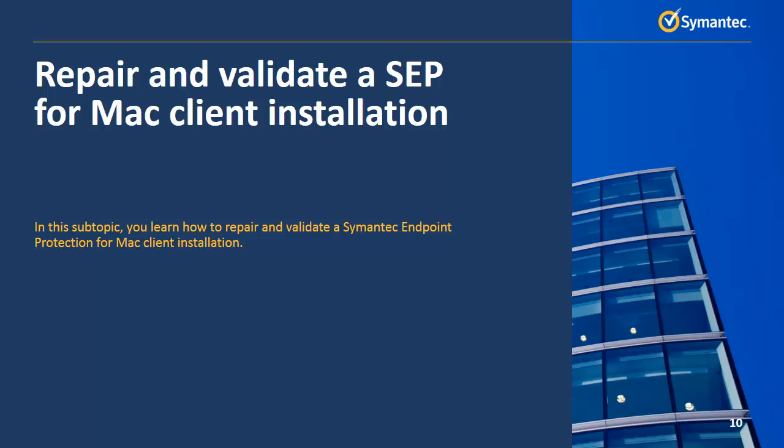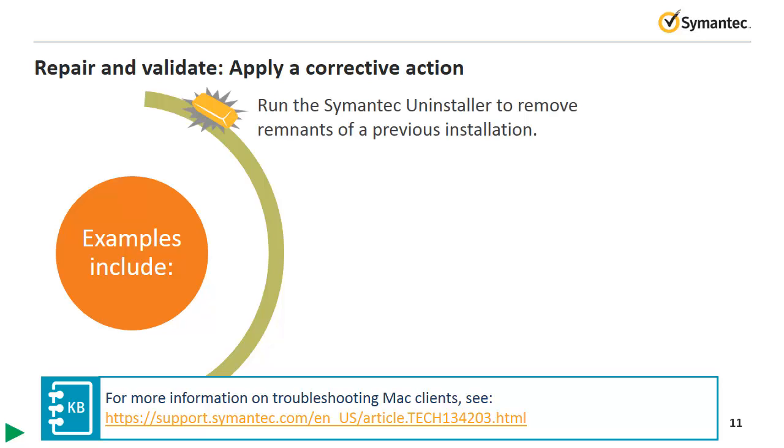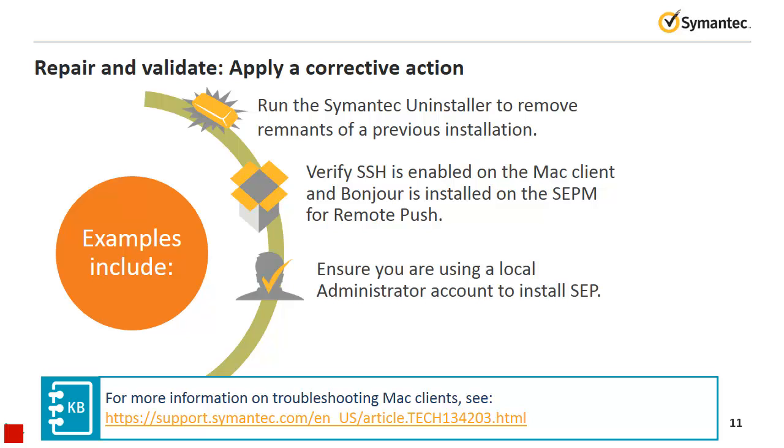During the repair phase, you apply a corrective action. Examples of corrective actions are to run the Symantec uninstaller to remove remnants of a previous installation. If you're deploying SEP for Mac via remote push, verify SSH is enabled on the Mac client and Bonjour is installed on the SEPM for remote push, or correct the issue by using a local administrator account to install SEP.